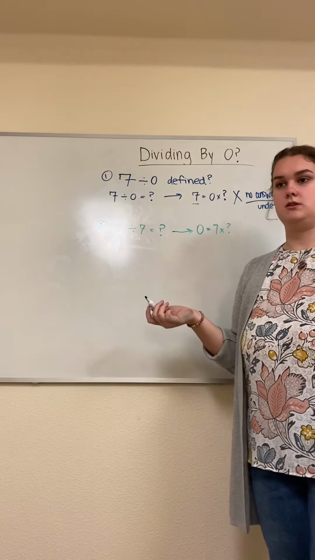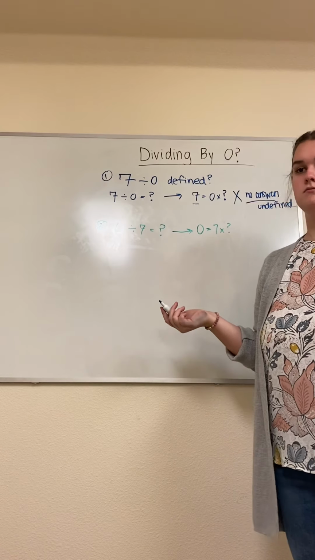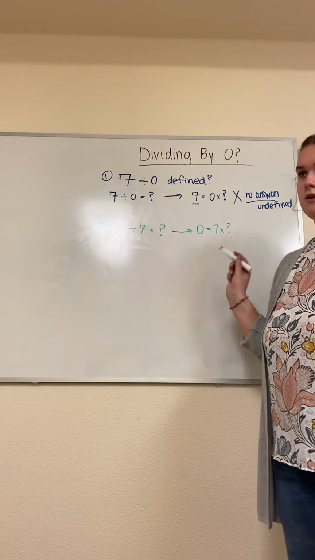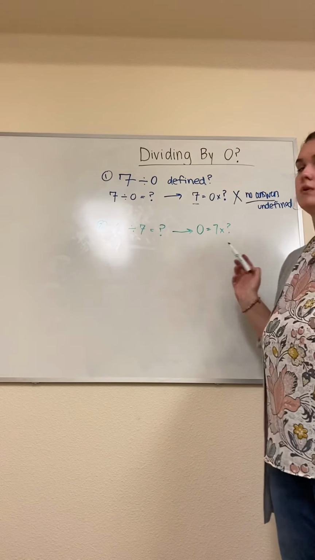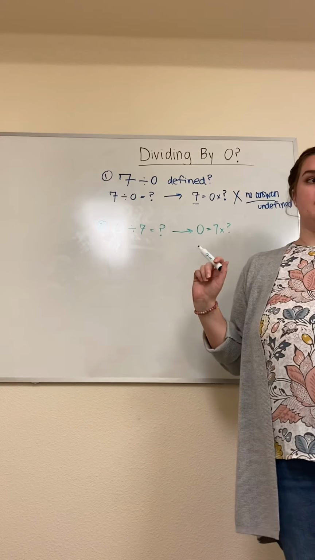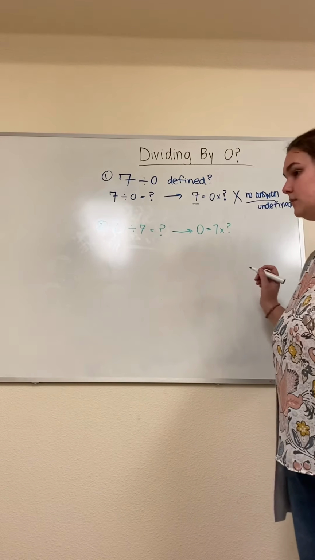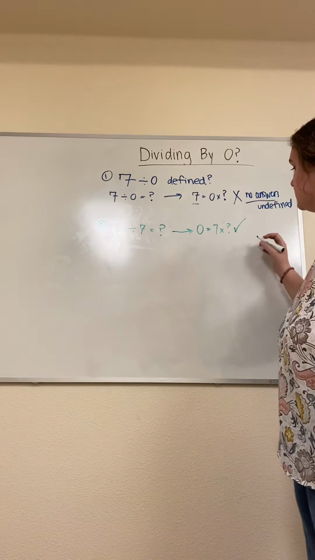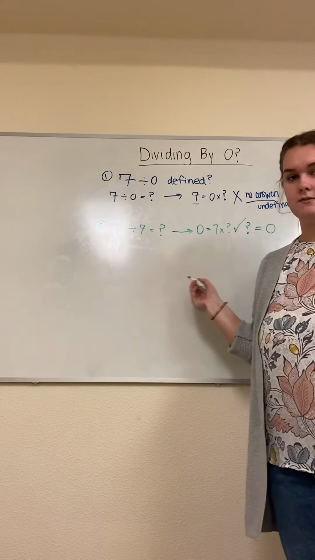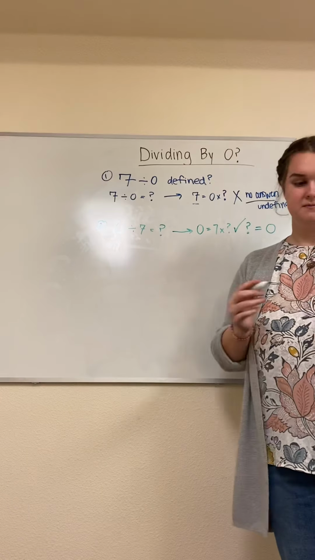The only way we can do that is to multiply by 0, because 7 times 0 equals 0. And no other number would work. 7 times 1 would be equal to 7. The only way to get to 0 is to multiply 7 by 0. So that works because our question mark equals 0. That's one answer, so the problem is defined.